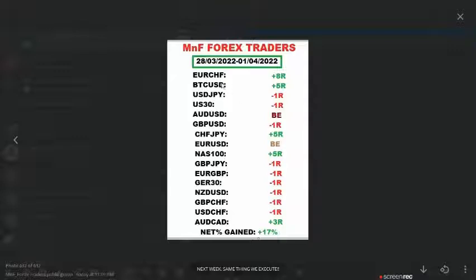We had a nice Euro Swiss giving us 8R. We had Bitcoin giving us about 5R and still running. We had USDJPY, a loss. We had a US30 loss, and then we had a break even on AUD USD. We had the GBP USD loss.